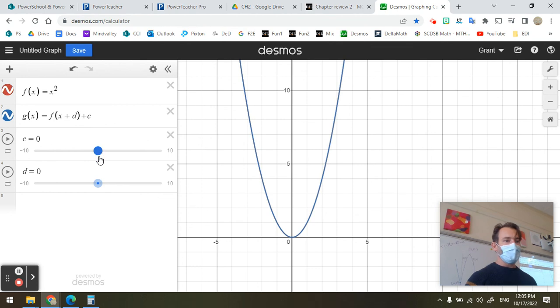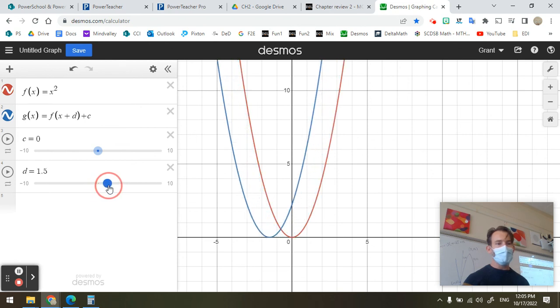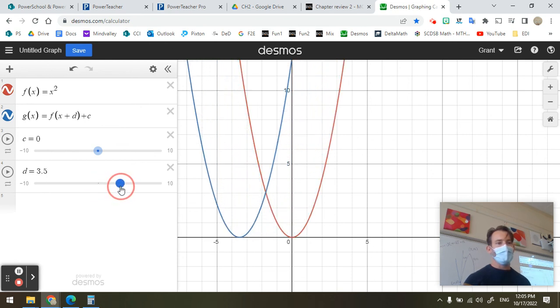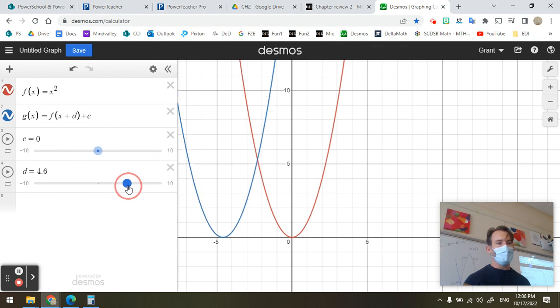Like it does what you expect. If C gets bigger, it goes up. Let's see about D. When D gets bigger, oh, it goes the other way. Oh, man. It goes the other way.